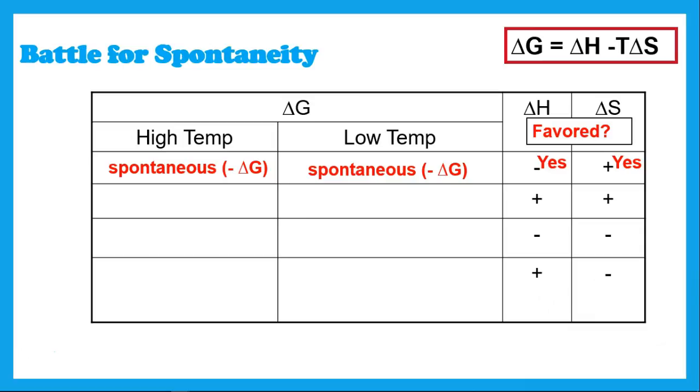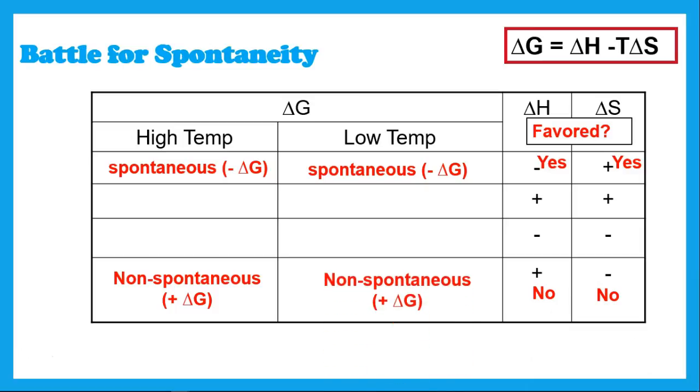Okay, let's take the other extreme in this situation. So I'm going to go to the bottom one. When delta H is positive, that is an endothermic reaction. That is not favored by the universe, so that is a no. When entropy decreases and it becomes more organized, that doesn't lend towards spontaneity, so that is also a no. So if both are saying no, again, no battle. It's just not going to be spontaneous, and if it's not spontaneous, then the sign of delta G is going to be positive.